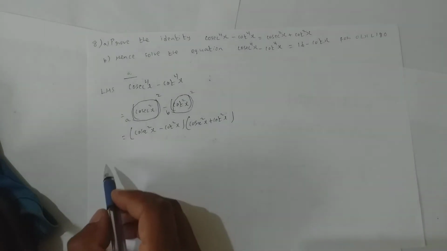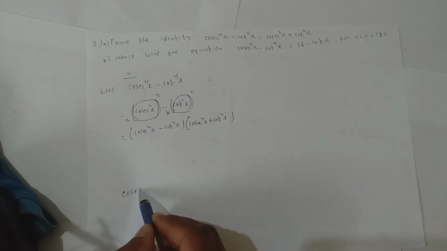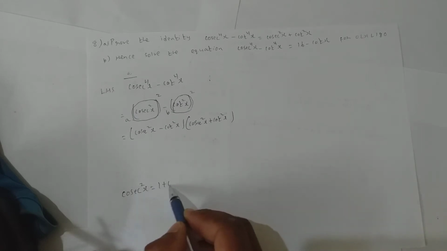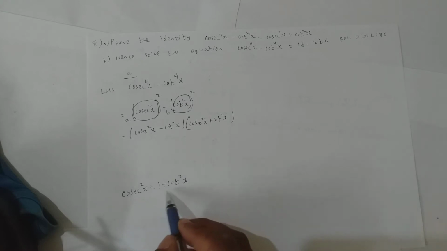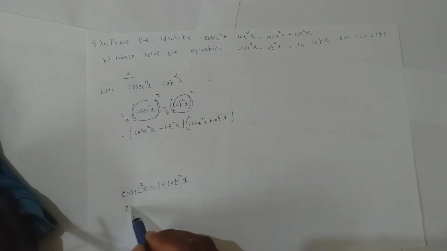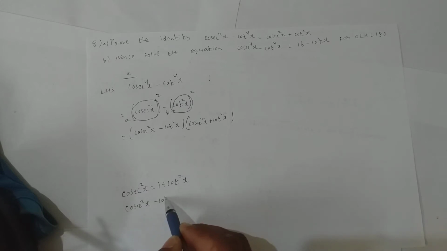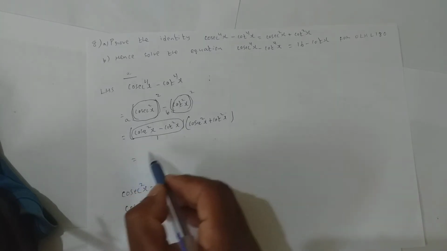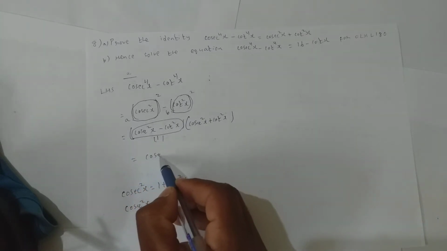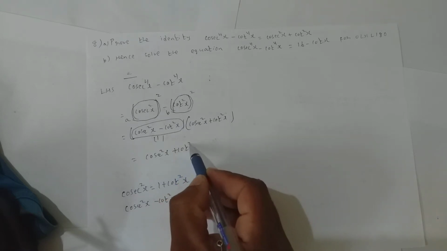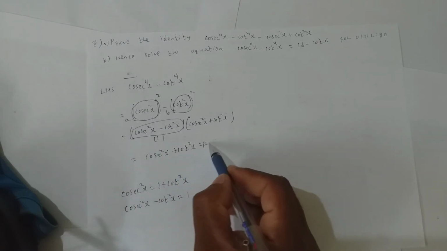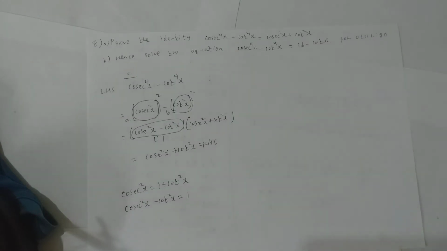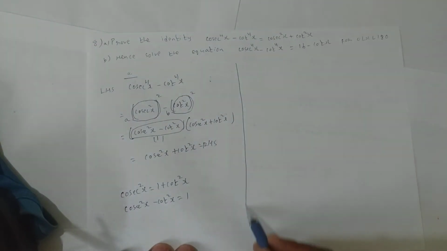Clear? Now we know the identity. What is the identity? Cosecant square x equal to 1 plus cot square x. So bring cot square x to the other side. What do I get? Cosecant square x minus cot square x equal to 1. Clear enough? So in place of cosecant square minus cot square, I put 1. So 1 into anything, the same thing. So which is cosecant square x plus cot square x, which is my RHS. So I proved it. Am I clear? So A bit is done.